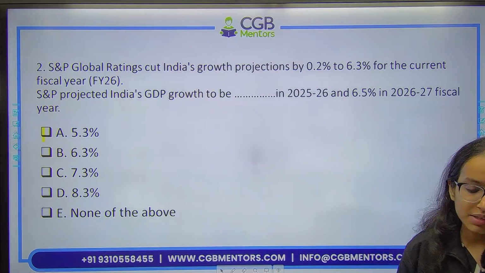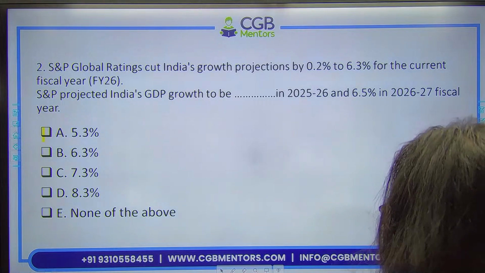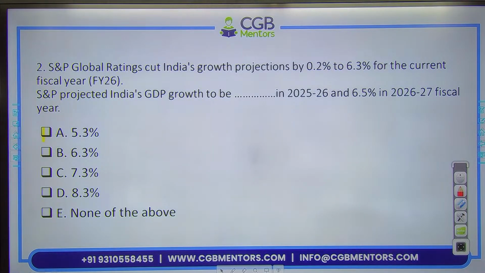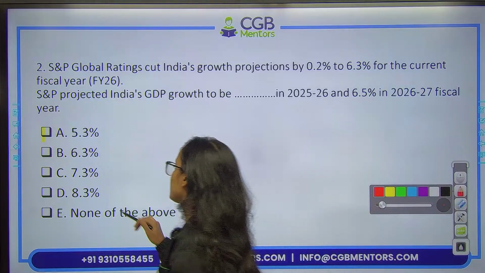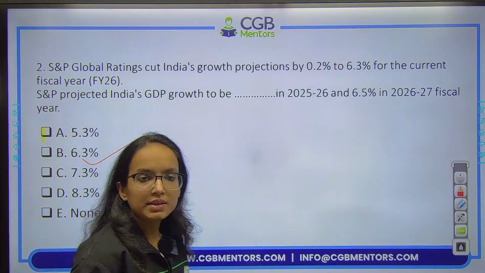Next one. S&P Global Ratings has cut down India's growth projection to how much percentage in 25-26? I think the answer is mistakenly there in the question itself. Anyway, it has cut down India's growth forecast to 6.3%. Option B will be the right answer.